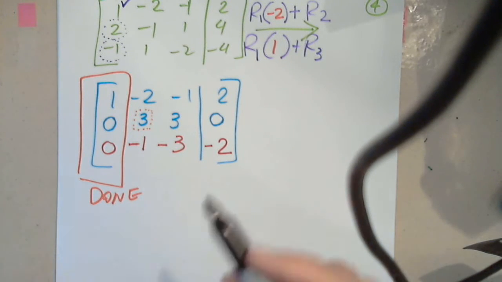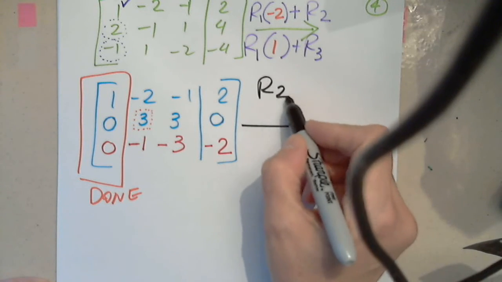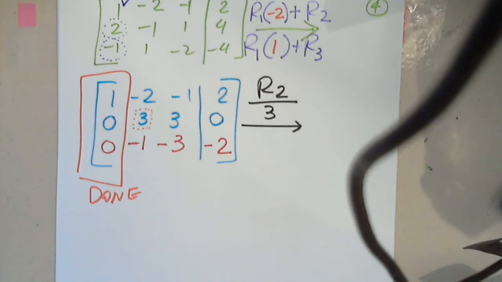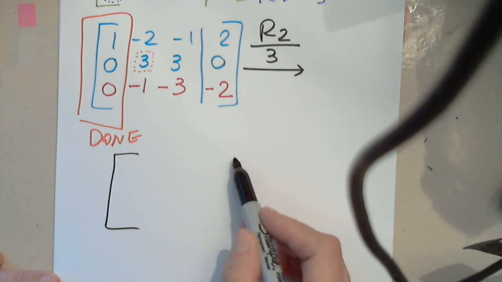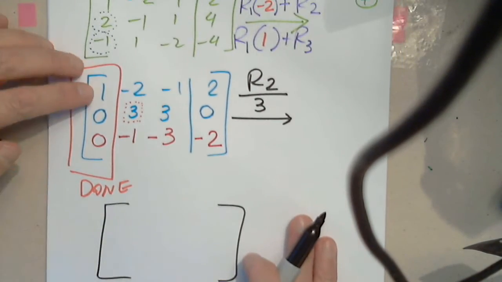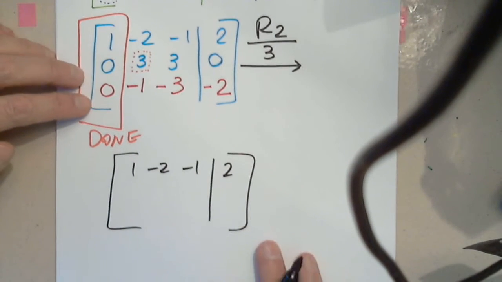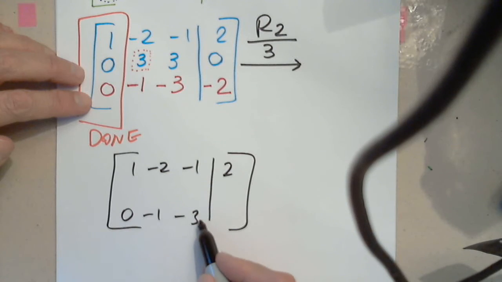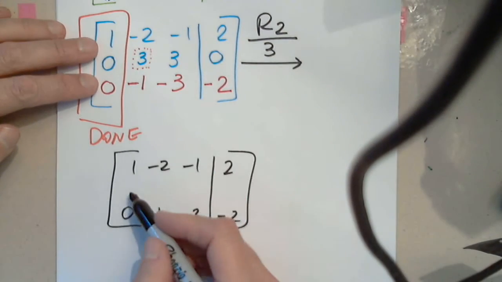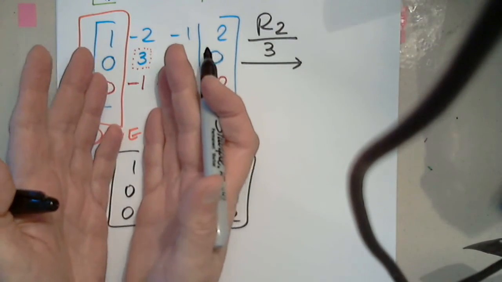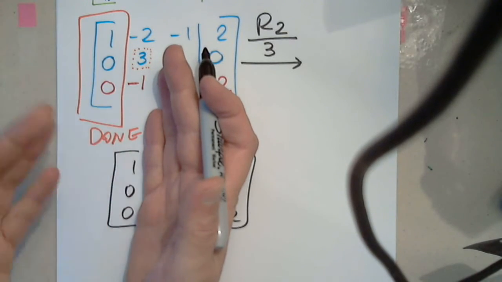Do you divide by 3? Divide row 2, both sides, every entry, by 3. Thank you. Good. So the first row stays as is. The last row stays as is. This cannot change. If I change this, I'm going backwards. This is carved in stone now.